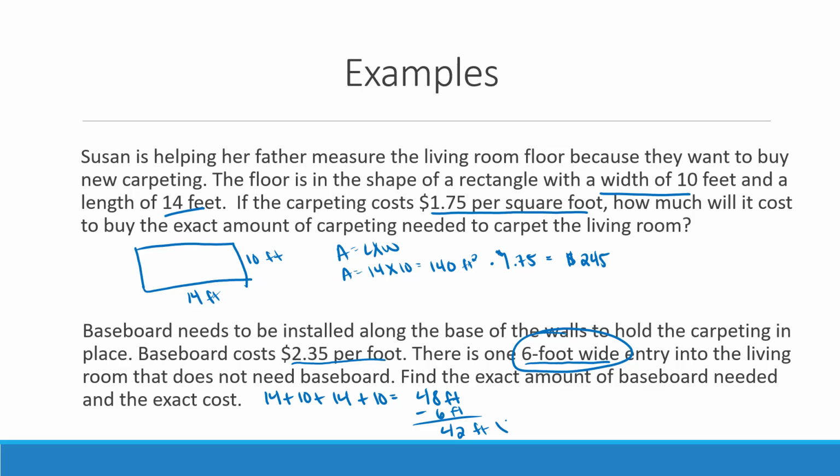And then we're going to multiply that by $2.35 per square foot. So if we do 42 times $2.35, we get that baseboard is going to cost $98.70.